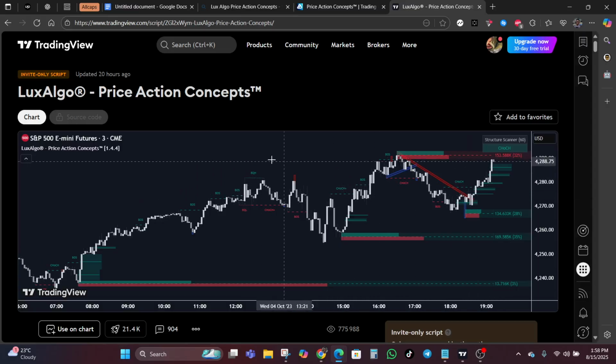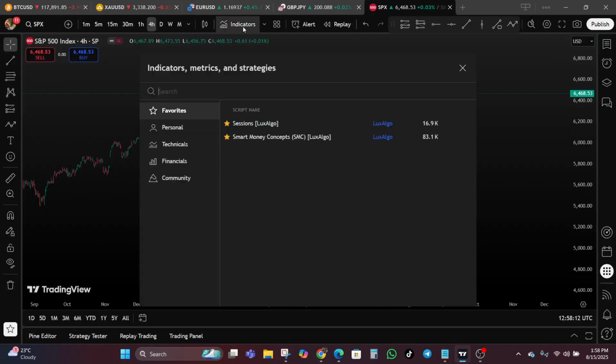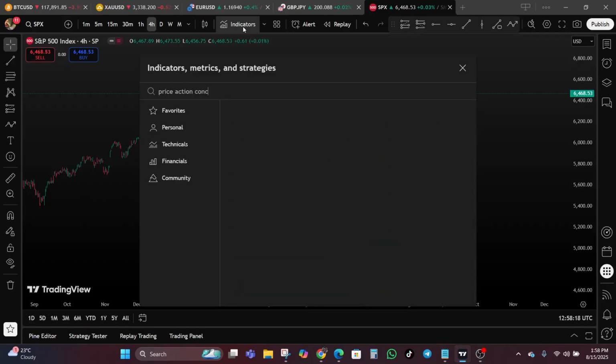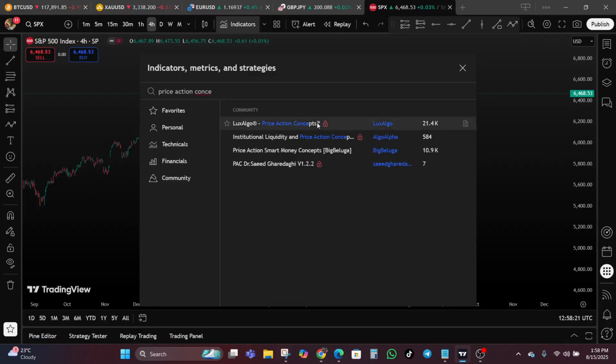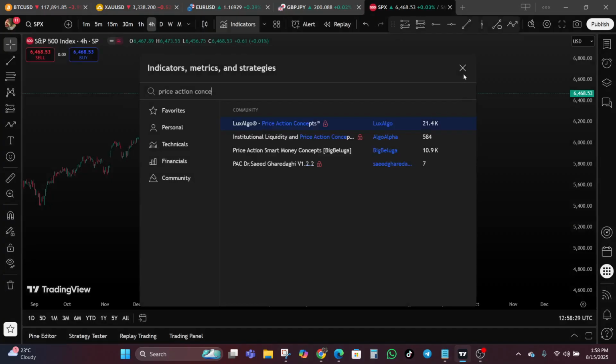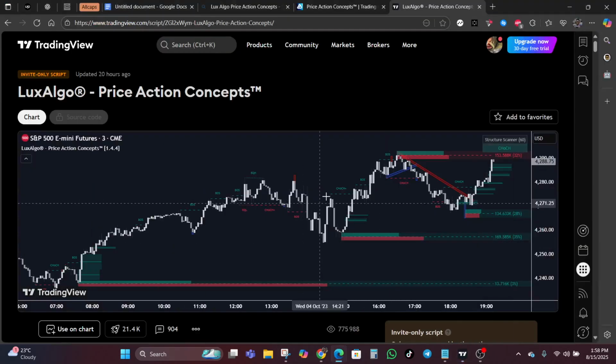At this time it's not available for free on the TradingView platform. It's kind of locked. So if you want to make use of this particular indicator, let me just show you real quick. You can see that it's currently locked. If you want to make use of this indicator, you would have to contact the author. As you can see, invite only script. But the indicator is quite beneficial, so if you want to use it, you can go through that route of contacting the author.